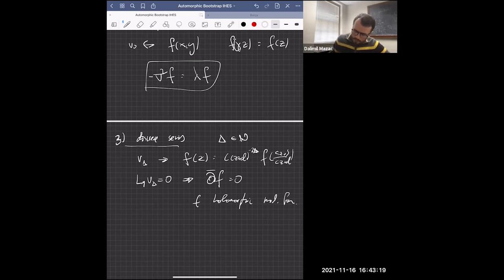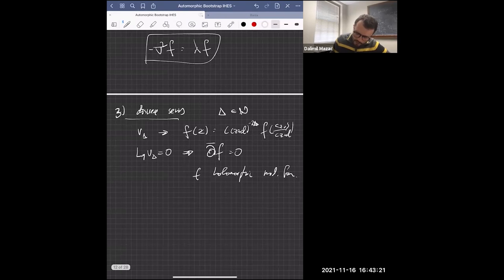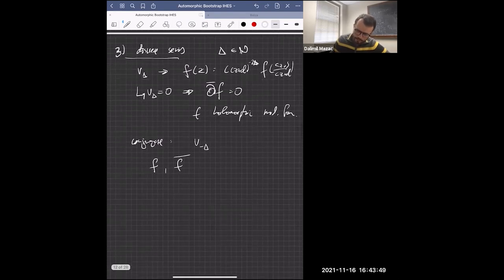The conjugate representation for the discrete series is just the highest weight representation. There is a vector of weight minus delta, which is the highest weight, and this one corresponds to something anti-holomorphic, which is just the conjugate of F. So these things come in pairs, F and F bar. They are both covariant with this factor, or with a Z bar for the F bar. F is holomorphic and F bar is anti-holomorphic.